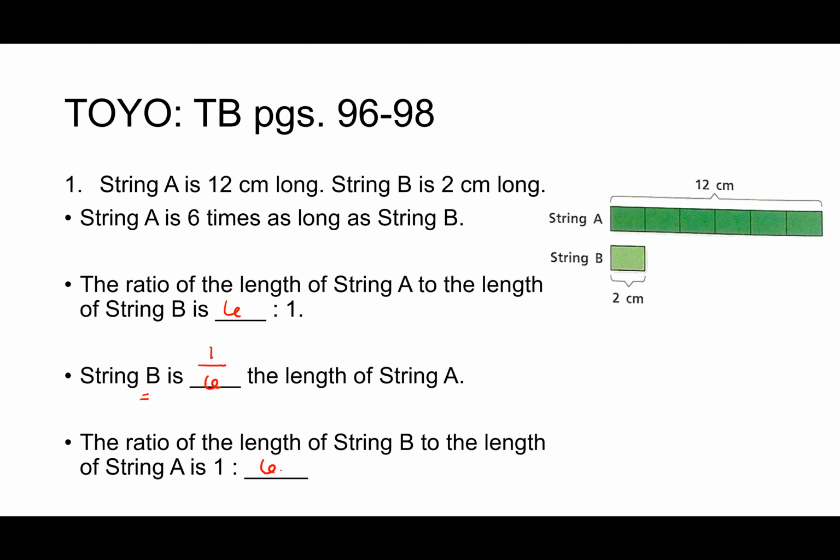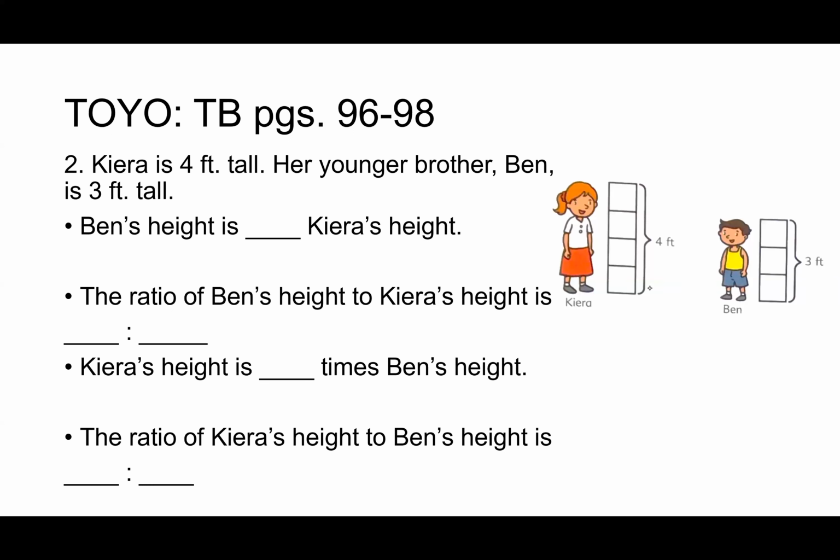Do you guys want to go through another one, or do you want to do numbers 2, 3, and 4 on your own? All right, go for it. Okay, number 2, Kira is 4 feet tall. Her younger brother, Ben, is 3 feet tall. Ben's height is blank times Kira's height. What should I fill in there? Yes, that's correct. Nice job. 3/4 times Kira's height.